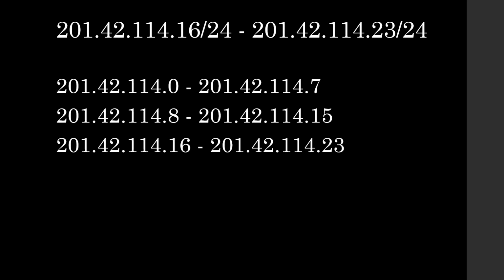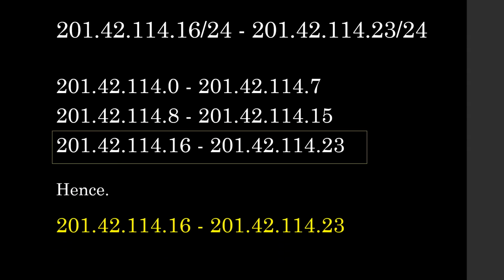From the given example, we have to find which range it falls in. The example is found on the third range, which is from 16 to 23. Hence, the range to be summarized is 201.42.14.16 to 23.